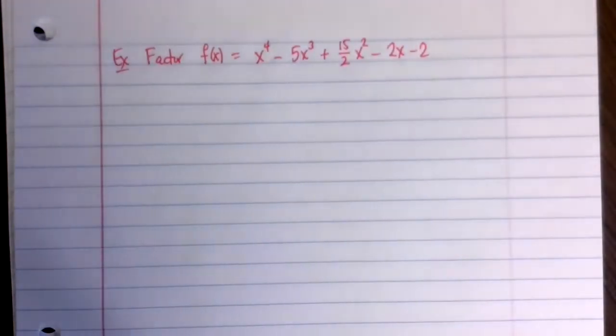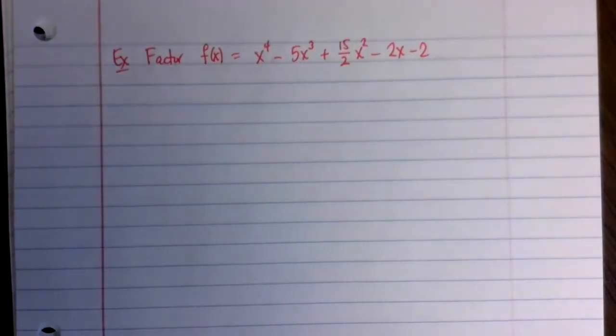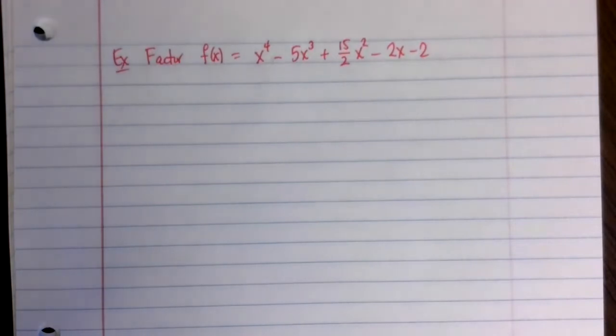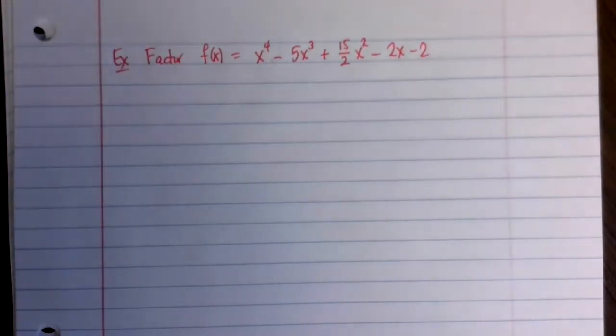Let's take a look at this review problem: factoring this quartic polynomial, x to the fourth minus 5x cubed plus 15 halves x squared minus 2x minus 2. We will proceed by using the rational root test.